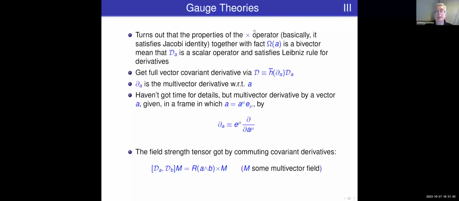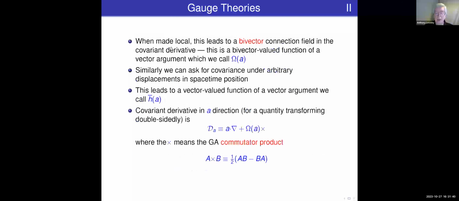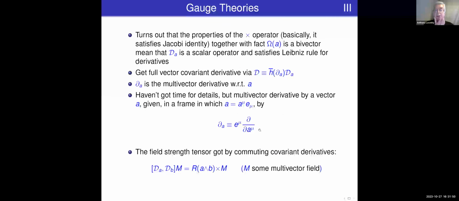It turns out that the properties of the cross operator, basically it satisfies the Jacobi identity, together with the fact that omega A is a bivector, means that this combination, let's just go back to it, this combination of this scalar A dot grad and the bivector cross bit here, it's not at all obvious when you first think about it, but it's true. This curly D sub A is a scalar operator and satisfies the Leibniz rules for derivatives. So you can use it as a scalar derivative any way you like in your equations.